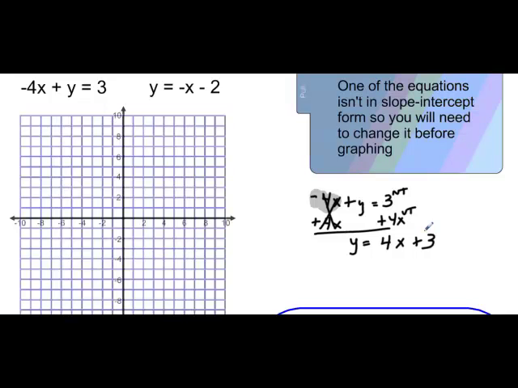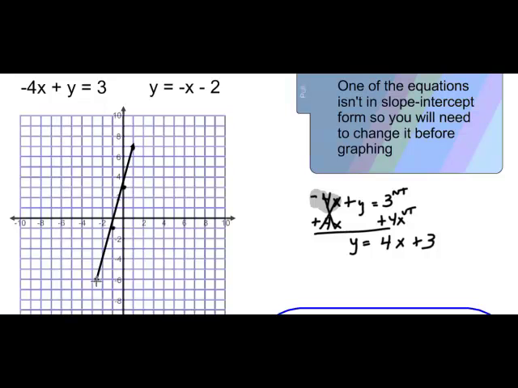So our y-intercept is 3. And our slope is 4, so up 4: 1, 2, 3, 4. And over 1. And if you want, you can go down 4 and in the opposite direction, so you have 3 points. Go ahead and graph that.